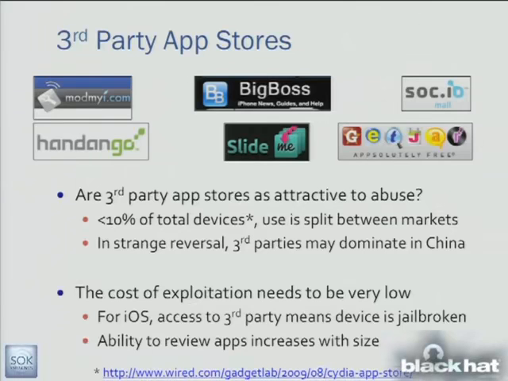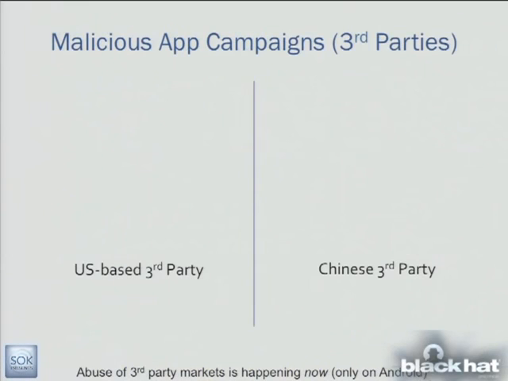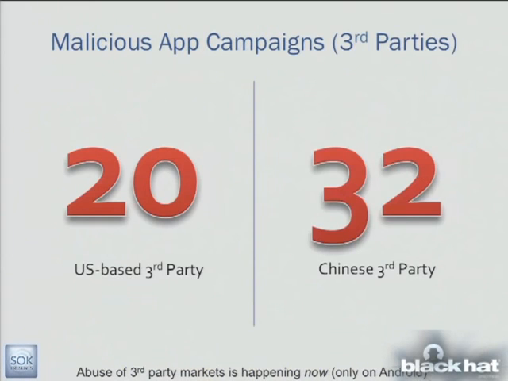So for iOS, this is great. This works well because access to a third-party market means that the device is already jailbroken, so the cost of exploitation might be lower. And then also we know that third-party app markets, because they're smaller, have less of an ability to review content. So it may be easier to get the app into the store. The way we see this playing out, we have large numbers of malicious applications in all third-party markets everywhere. In the US, less people use third-party markets, so less people exploit them. In China, more people use third-party markets, more people exploit them, all based on number of targets.